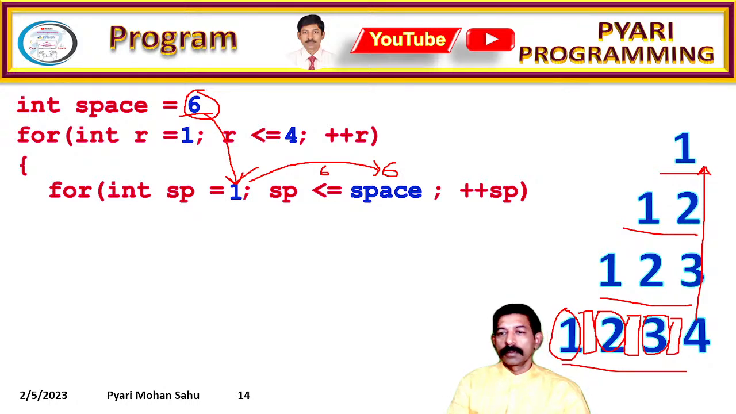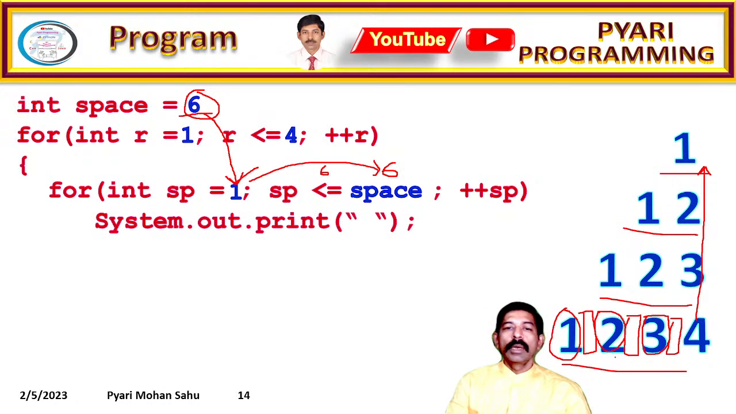Good. Next, I need to display only space. So that's why I'm using space. I'm using print. I'm not using println because space has to be given side by side. So that's why I'm using print.